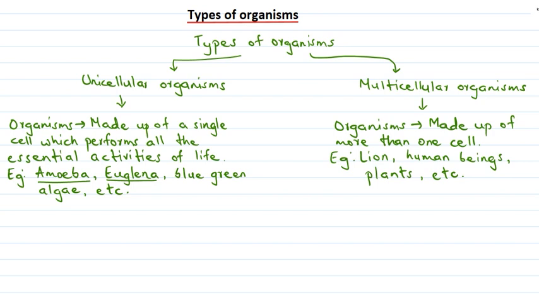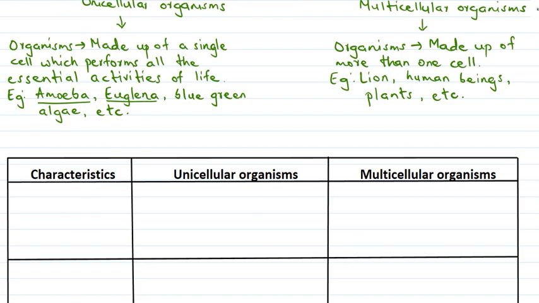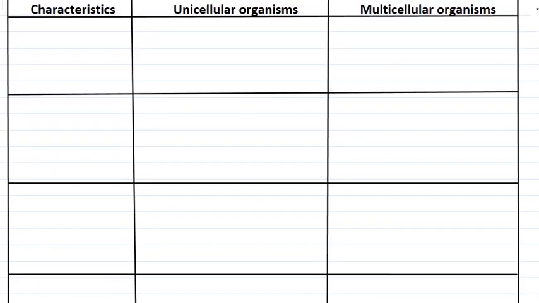Okay, so now let's understand how we can differentiate the unicellular organisms from the multicellular organisms. We would first consider the characteristic, and the characteristic would be the lifespan. Let's first see how we can differentiate unicellular organisms from multicellular organisms based on the lifespan. The lifespan of unicellular organisms is usually short, whereas multicellular organisms have a longer lifespan. Then the second difference would be based on reproduction.